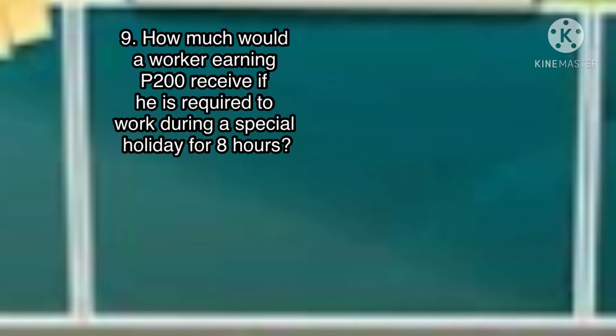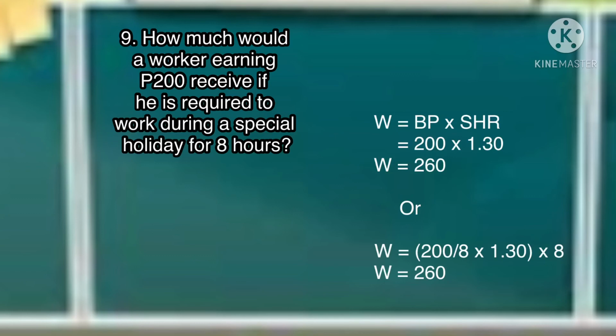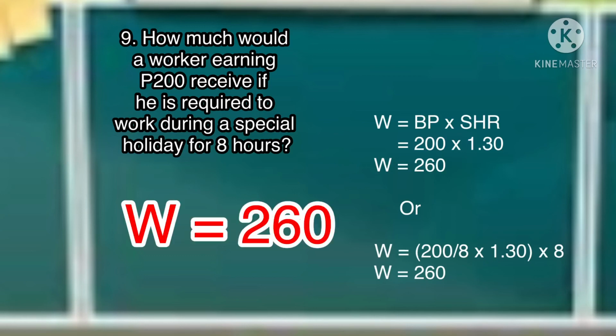Number 9, how much would a worker earning 200 receive if he is required to work during a special holiday for 8 hours? All we have to do is multiply the basic pay, which is 200 pesos, times the special holiday rate, which is 130% convertible to the decimal number 1.30, which equals 260 pesos.